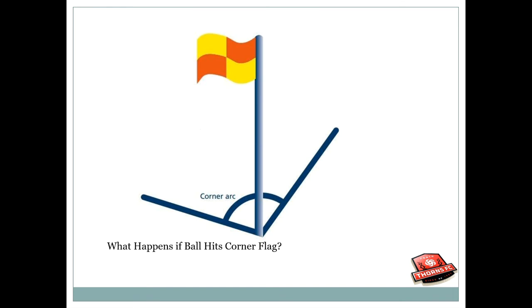On a soccer pitch, corner flags are required. So what happens if the ball hits the corner flag? Is it in play or is it out of play? If the ball hits the corner flag and stays in the field of play, then it remains in play and play should continue. It's treated the same way as if the ball hits the post or crossbar and ricochets back onto the field of play. You keep playing.